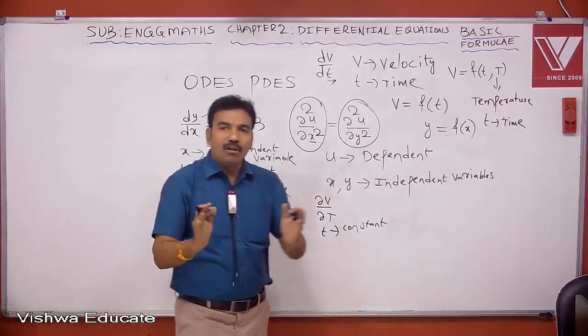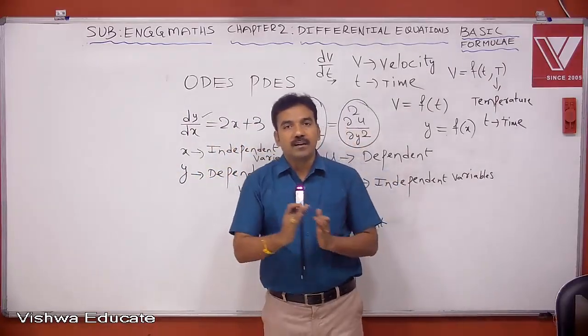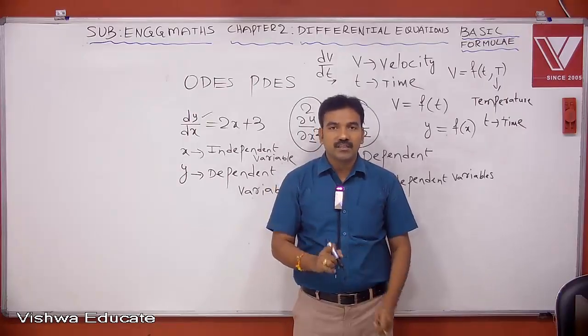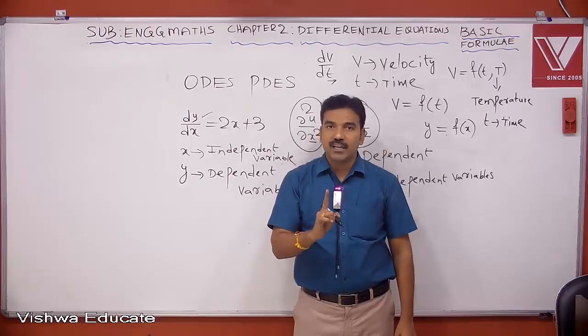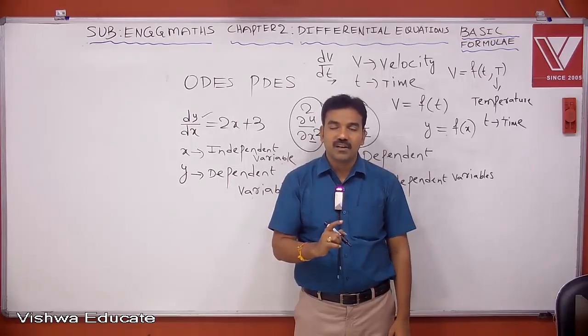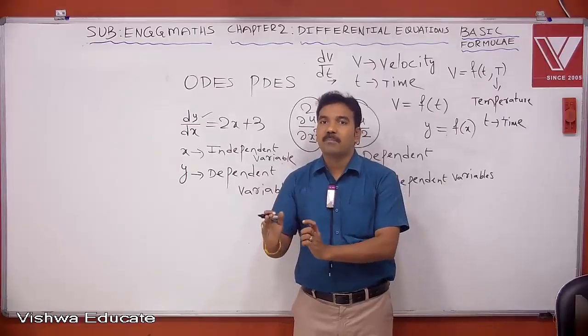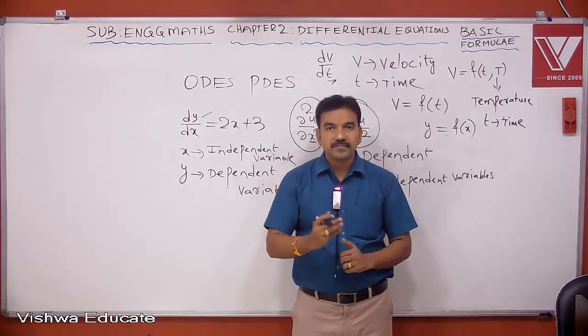So from all these examples, it is clear that the basic difference between ordinary and partial differential equations is, in case of ordinary differential equations, there will be exactly one independent variable, but whereas in case of partial differential equations, they will be more than one. That's why we discuss ordinary derivatives and partial derivatives. Hope this concept is very clear.